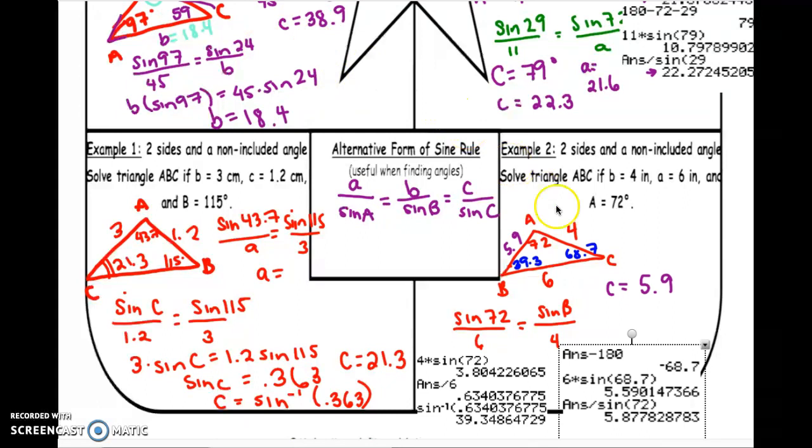All right, so you can see I went ahead and did the calculation. So we should have gotten 39.3 for angle B, 68.7 for angle C, and that would make the side opposite C 5.9.